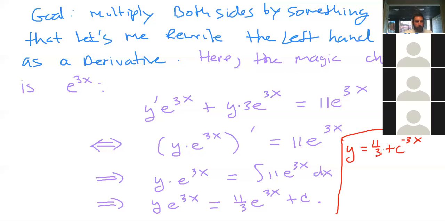So you might want to, I'll pick on you, Thomas, because you asked that before. Think about why it is written like this. Oh, I forgot, I wrote that wrong. This is c times e to the negative 3x.